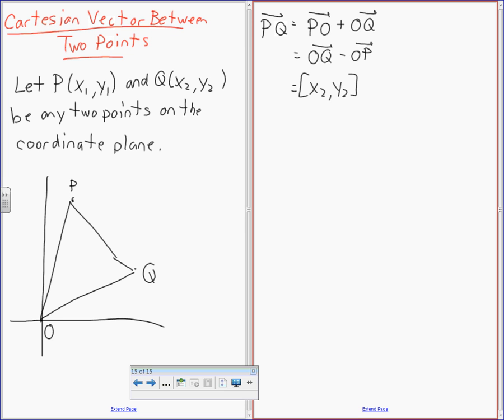Using our lovely proof that we just did, how do you subtract two Cartesian vectors?